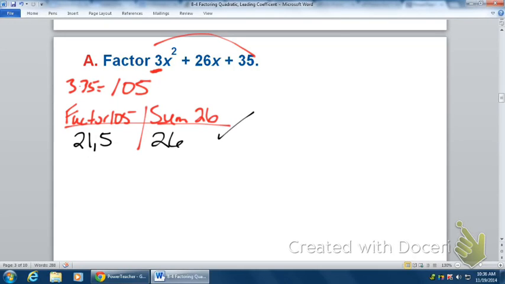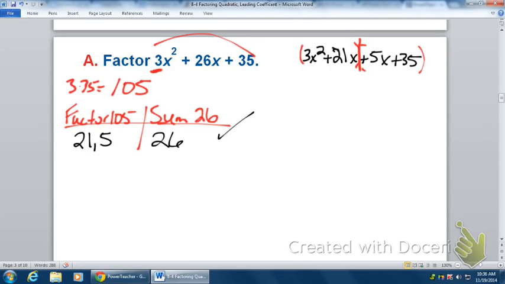That works. Now, we have our two numbers. So, I'm going to write my 3x squared, my positive 21x, and my positive 5x. And lastly, I need to write down my plus 35. Now, if you want to think about it like this, draw a line right down the middle so that we can factor out each side. We're factoring out each side.